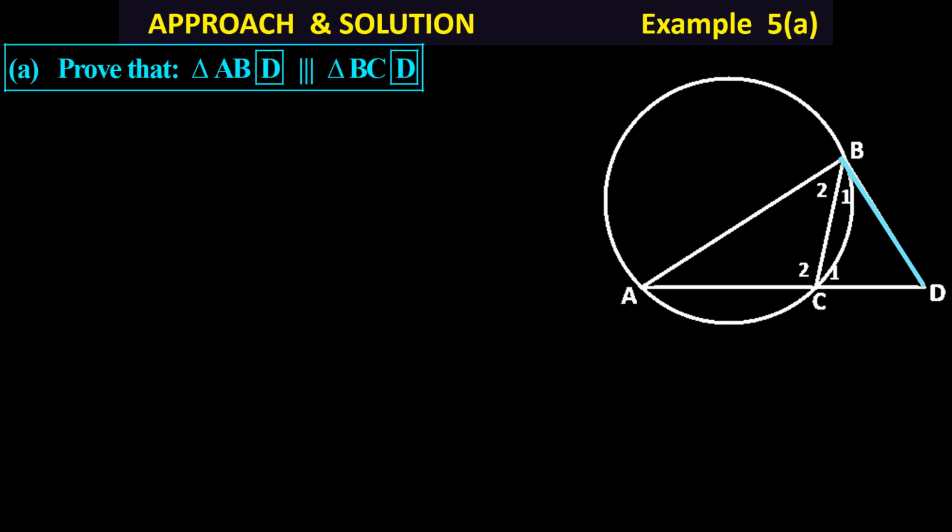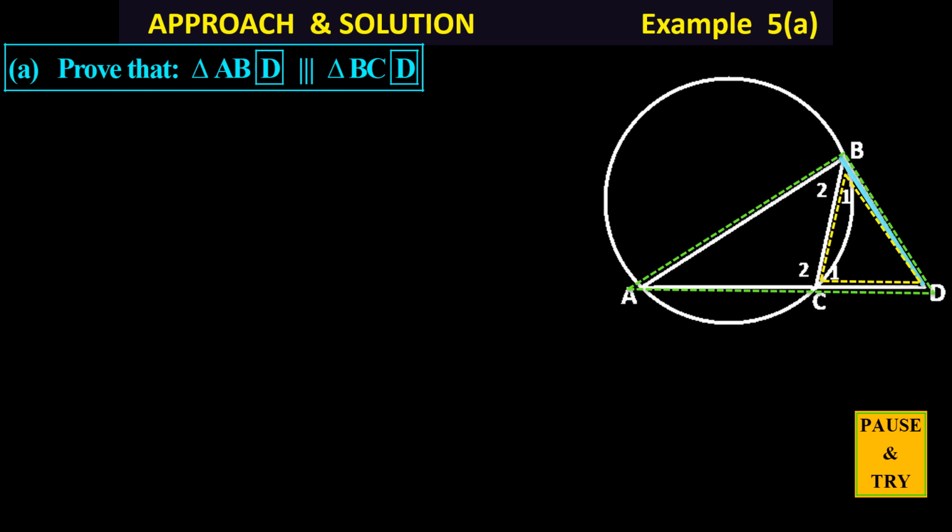Now let's look at the solution. There we have our diagram, and we want to prove that ABD must be similar to BCD. There's ABD, and there's BCD, right? So it's good to identify the two triangles. So those are the two triangles we need to focus on.